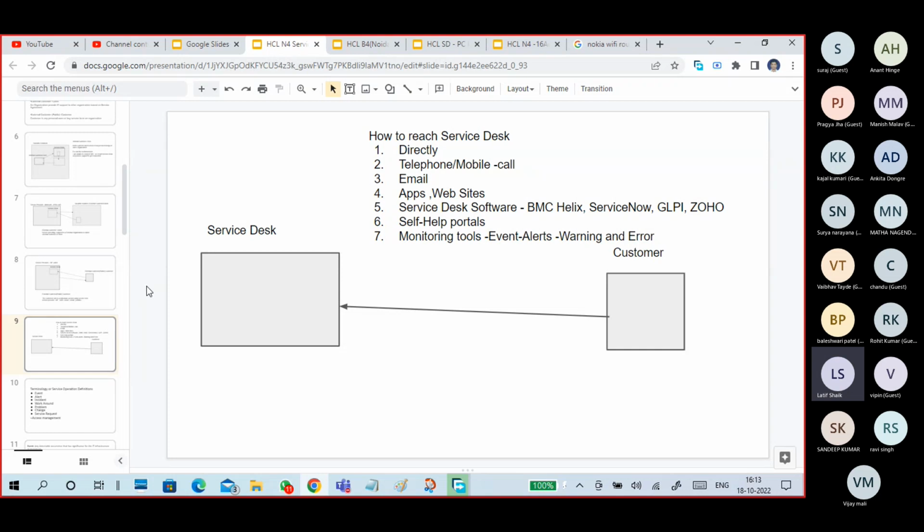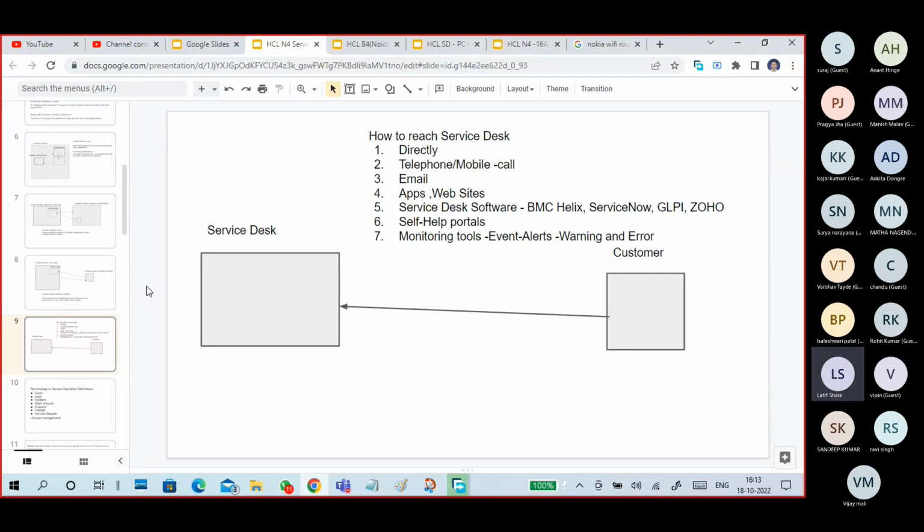So you can complain using apps, websites, service desk software, and self-help portals. There are different service desk software like ServiceNow, GLPI, Zoho, Jira, BMC Helix. And through different monitoring tools you will also get notified that there is an issue.